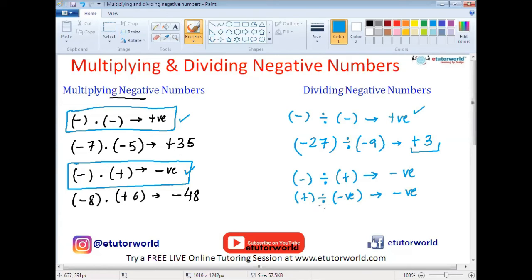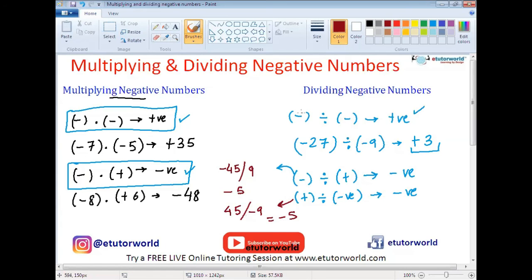Let's understand this case also. So let's take a negative divided by a positive, for example, negative 45 divided by a positive 9. So the answer is going to be negative 5. If we look at this case, let's take the same numbers. 45 divided by negative 9 is also equal to negative 5.